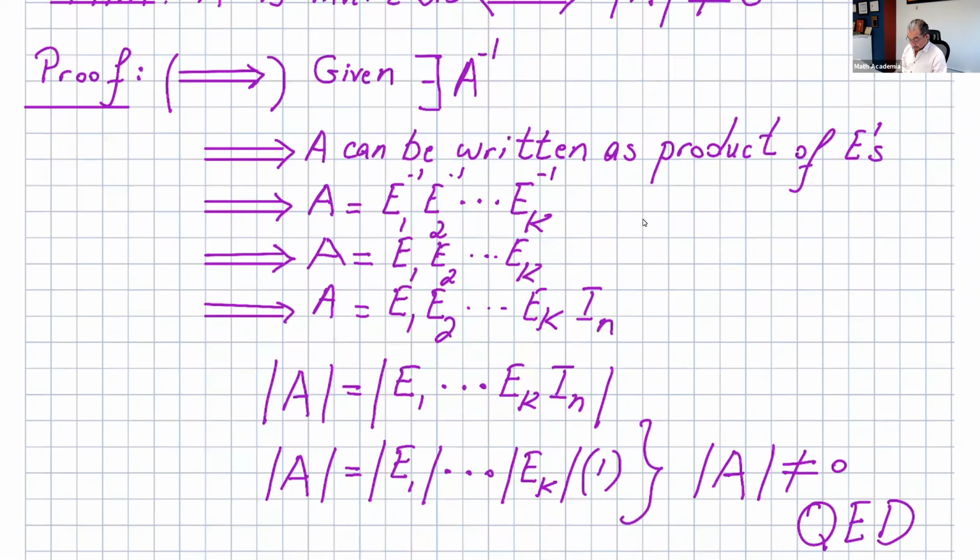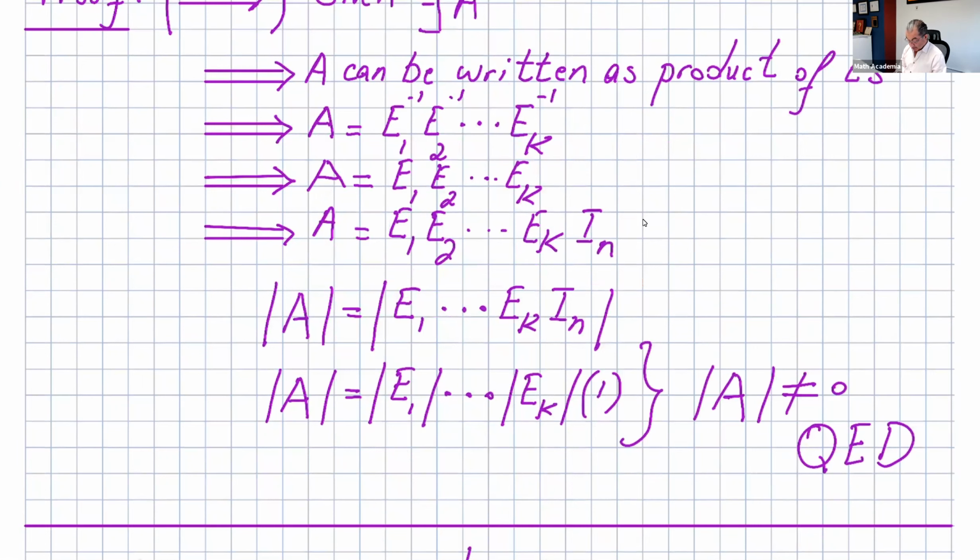The determinant of A is going to be the determinant of that, which is the determinant of E1 dot dot dot times Ek times 1, because we learned we can separate them. Times 1, because the determinant of I is 1, and we learned that the determinant of the elementary matrices cannot be 0. Therefore, if the determinant of A is 0, then the matrix is not invertible.